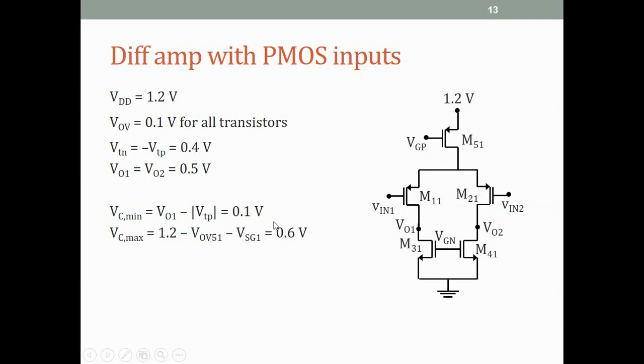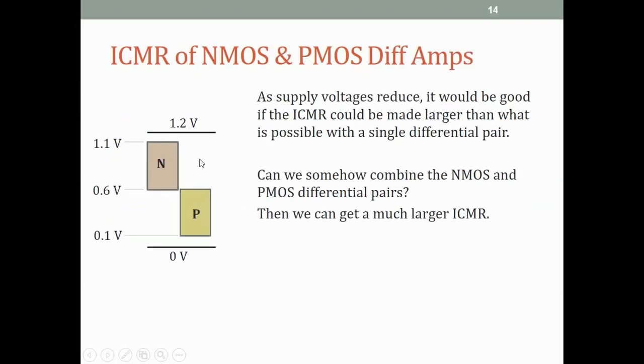So if we put both NMOS and PMOS together, this shows the ranges we get. If the VDD is 1.2 volts, VSS is 0, then an NMOS differential pair works with an input common mode range of 0.6 volts to 1.1 volts. PMOS works from 0.1 volt to 0.6 volts.